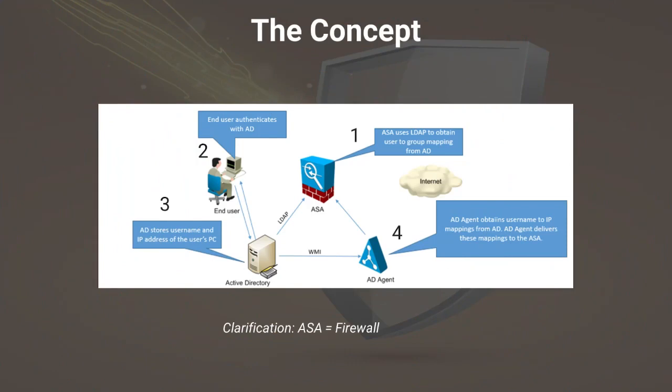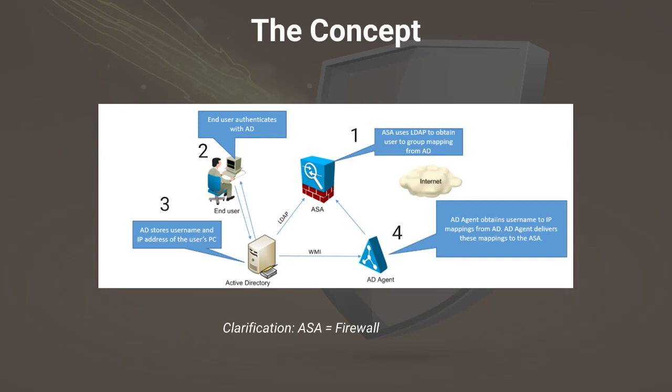Okay, so the concept of user identity mapping. First, we need to explain a couple of components we have here. First of all, we have a firewall. On this graphic, it's represented by the name ASA. Actually, this is because I borrowed this graphic from my other course dedicated to the Cisco ASA, Adaptive Security Appliance firewall.